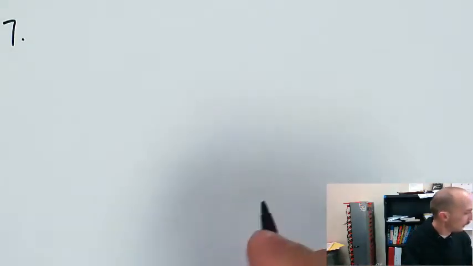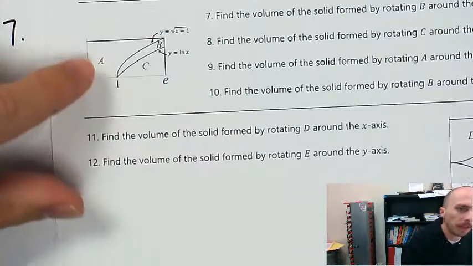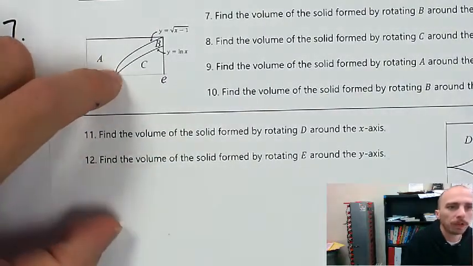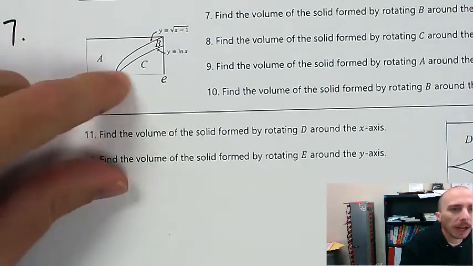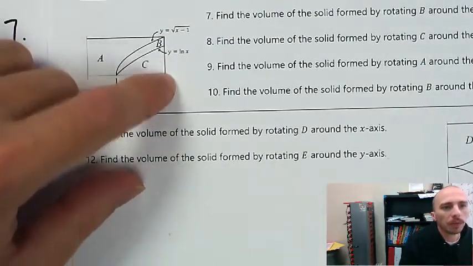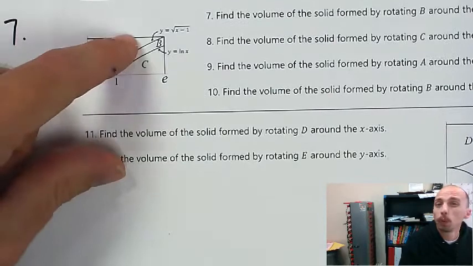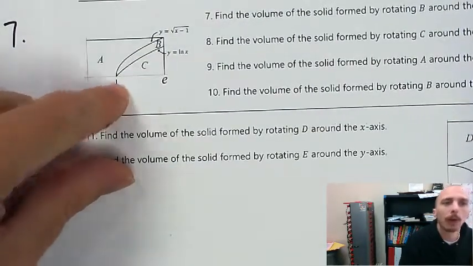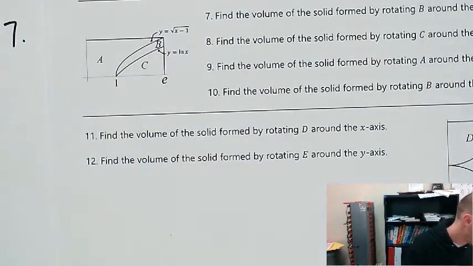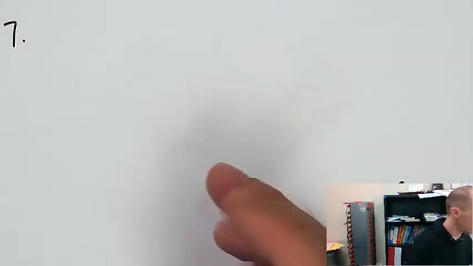Right, now 7, 8, 9, and 10 are going off of this set of regions right here that are bounded by the coordinate axes, x equals e, y equals the square root of e minus 1, y equals log x, and y equals the square root of x minus 1. Okay, there's a lot I can do with that.